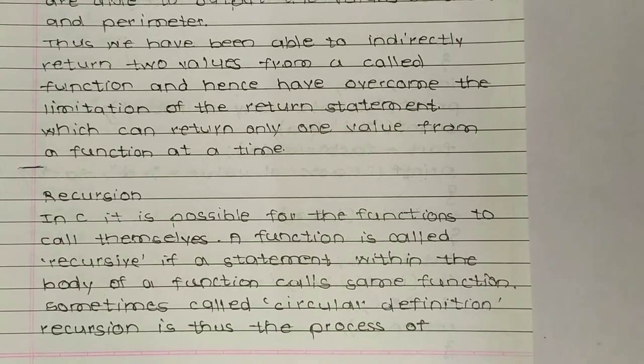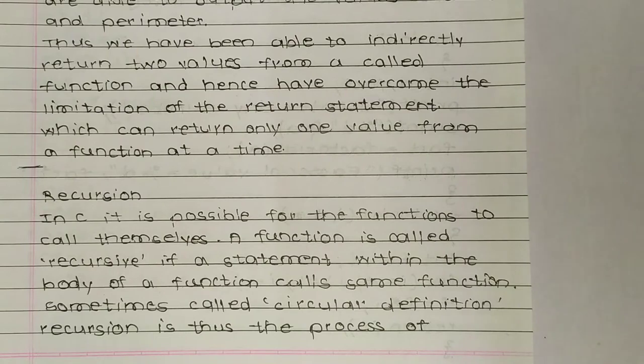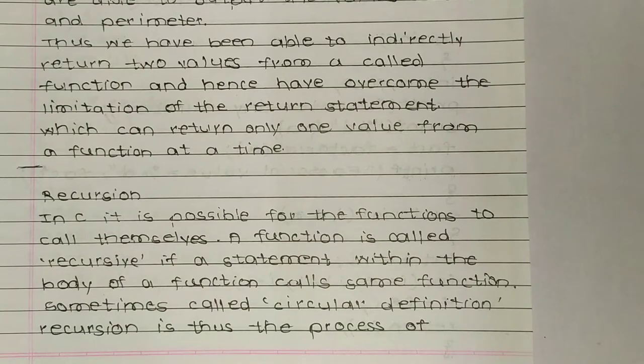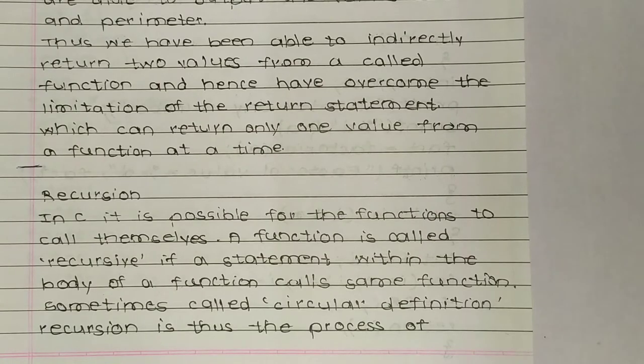Recursion. In C, it is possible for functions to call themselves. A function is called recursive, meaning repetitive, if a statement within the body of the function calls the same function. This is sometimes called a circular definition. Recursion is thus also called a circular definition.